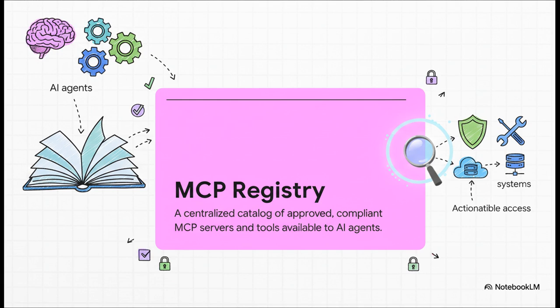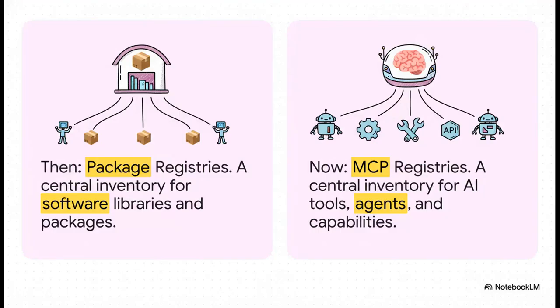You can think of it as the official playbook that gives an AI workflow sanctioned, actionable access to all of your company's different systems. Now, if this sounds a little bit abstract, here's a great analogy. For decades, right, developers have relied on package registries, think NPM or Maven, as their central source for software libraries. Well, MCP registries do the exact same thing, but for AI. They are the central inventory for all your AI tools, agents, and capabilities.